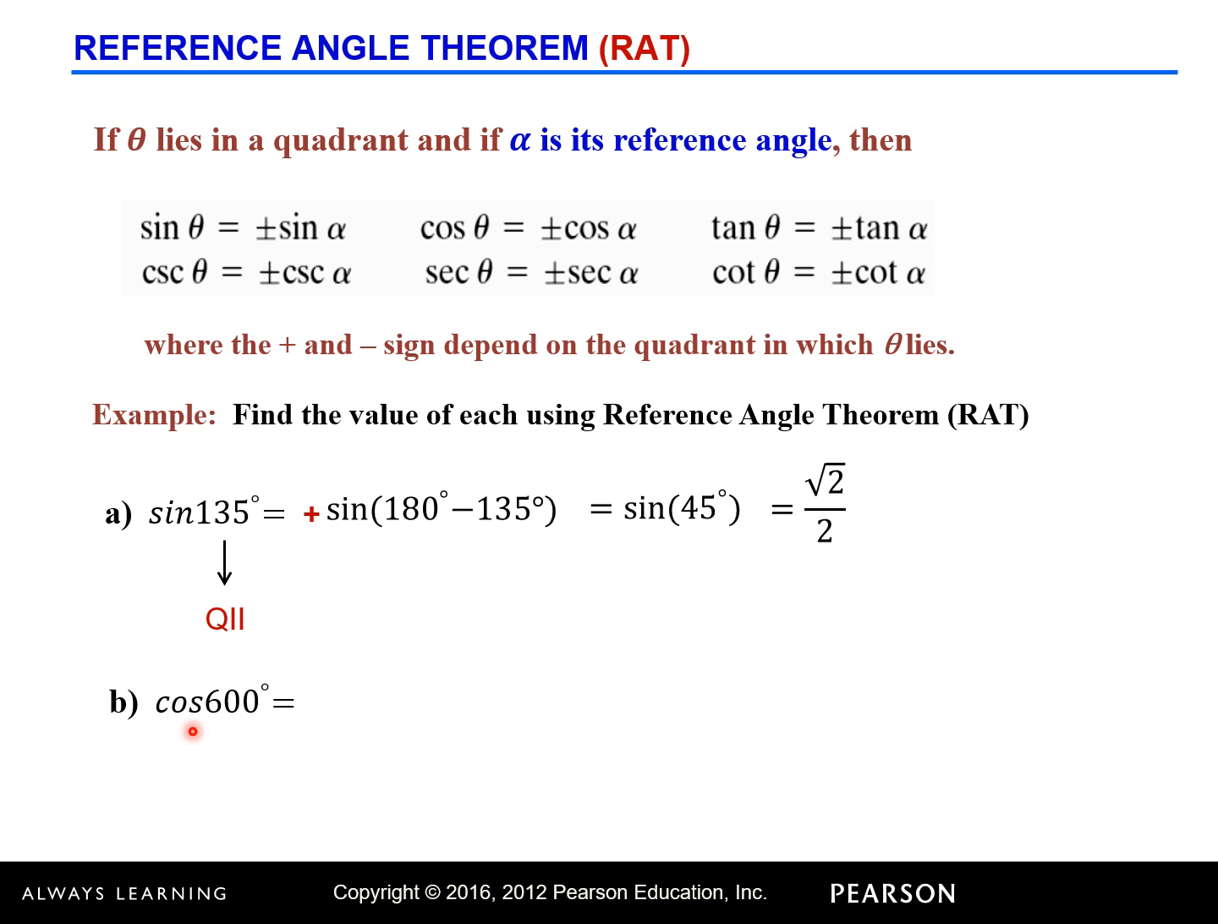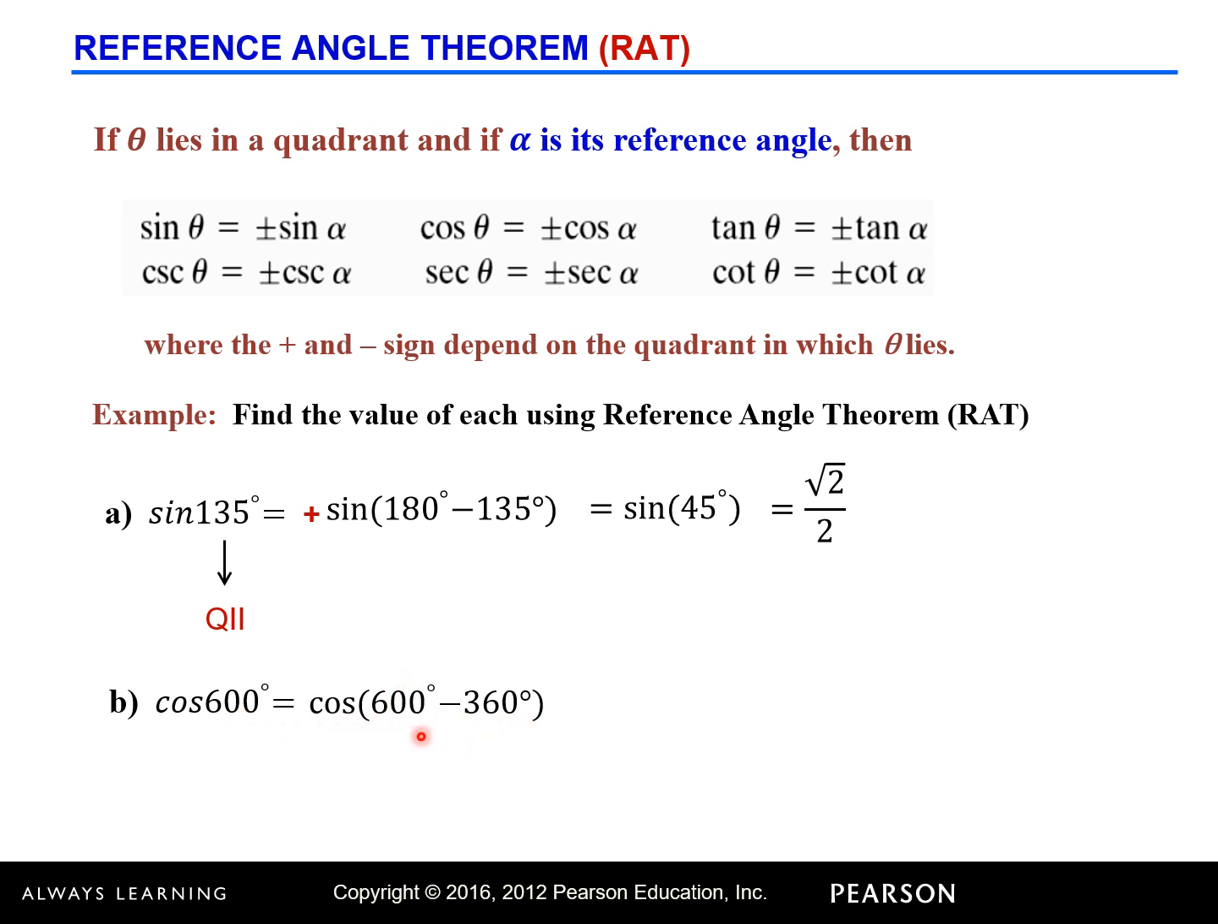Next is cosine 600 degrees. We know that 600 degrees is more than one revolution. So first, let us find the coterminal angle. To find the coterminal of 600 degrees, we have to subtract 360 degrees from this given angle. So we now have cosine of 600 degrees minus 360 degrees.